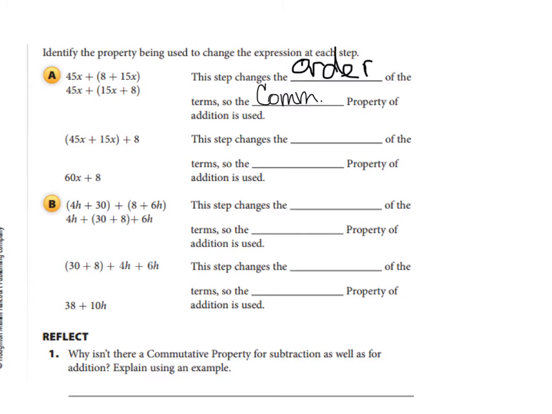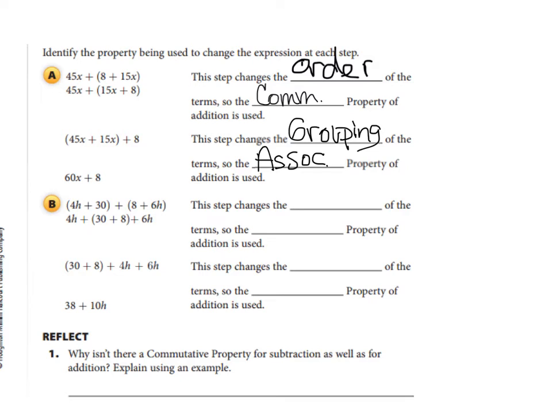The second part changed the grouping. They changed where the parentheses were. And when you change the grouping, that's the associative property. And then they were able to combine the like terms. Again, we've talked about these properties before. We talked about how we really do this step in our head, where we flip them in order to put the like terms side by side.